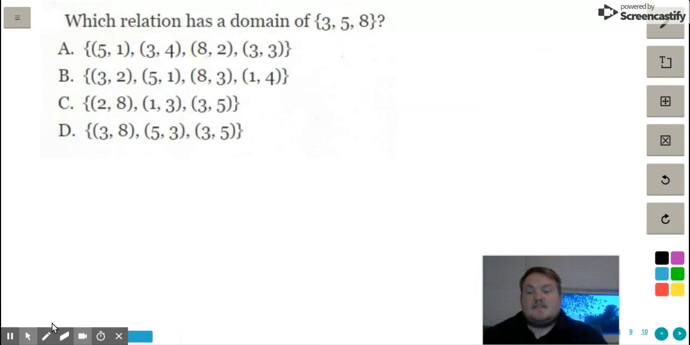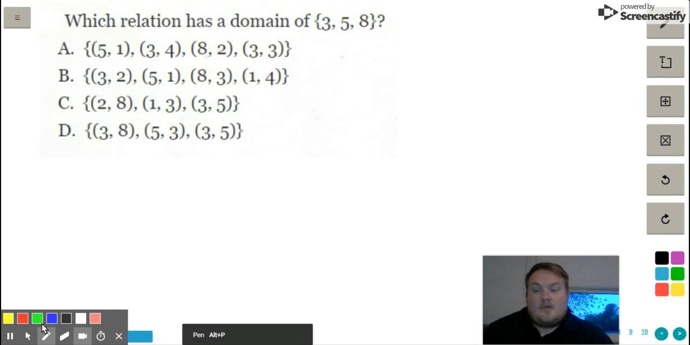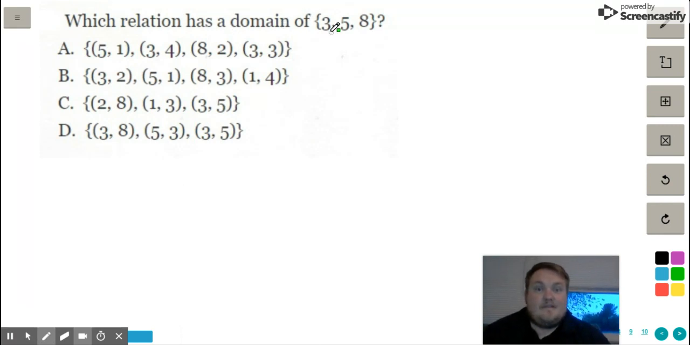Okay, this one of the quicker ones to answer. It says, which relation has a domain of 3, 5, and 8? So we're going to be looking for that first coordinate points. There's 3, there's 5, there's 3. And we have 3s and we have 5s, but we don't have an 8, so we're going to cross that out. 2 is not part of that, so we can cross that one out as well.